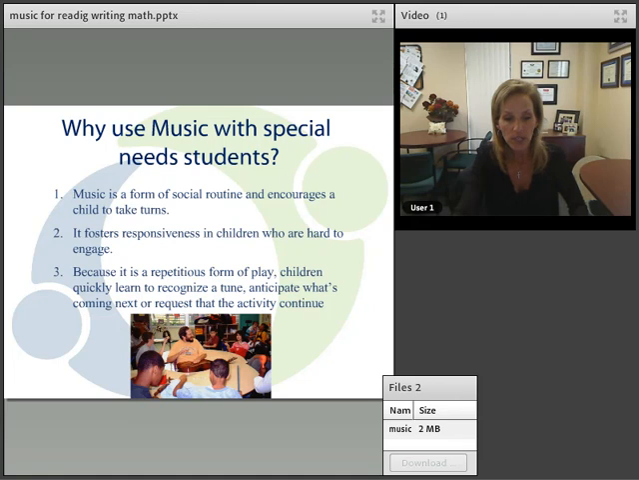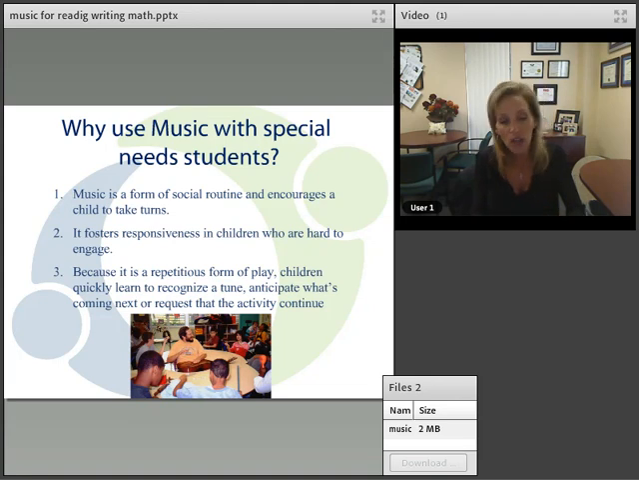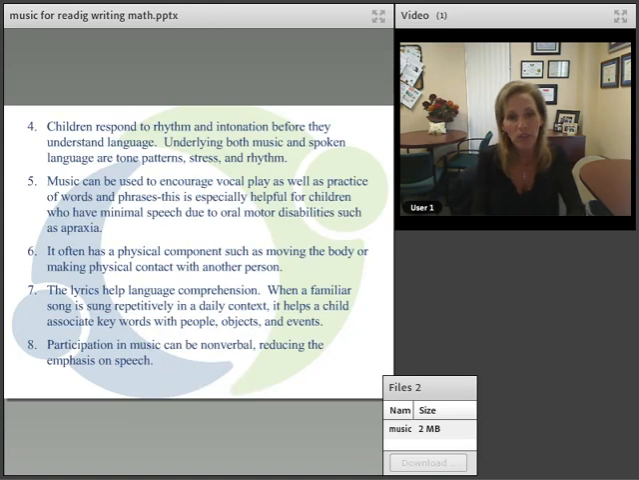Because music is a repetitious form of play, the children quickly learn to recognize a tune and they anticipate what's coming next. This also holds true for a lot of cartoons. We know that many of our students want to watch the same part of a video or listen to the same part of a song over and over because they know what's coming. It's predictable for them. And so if we use that predictability in music to teach concepts, then the students will be able to understand, learn, and memorize it more so than if it's done without the music.